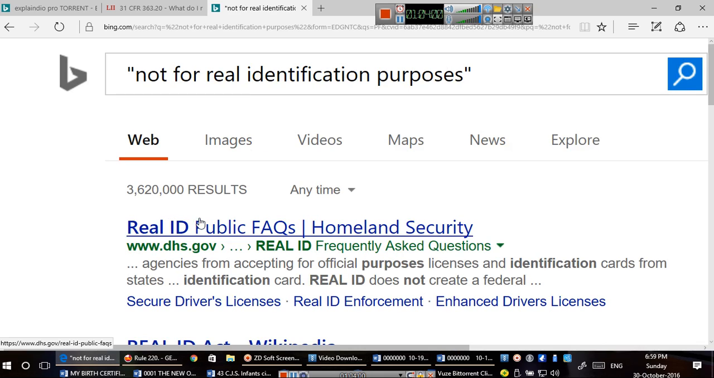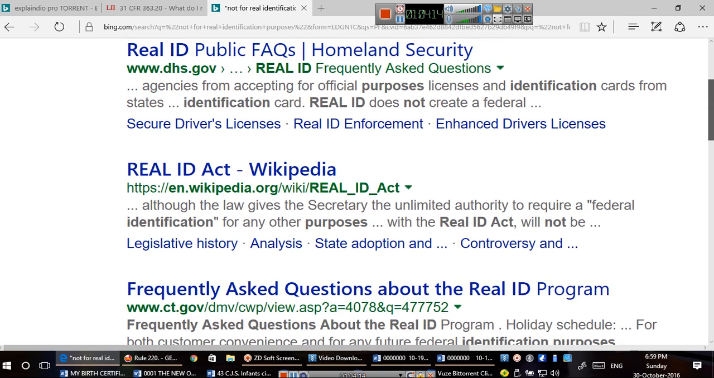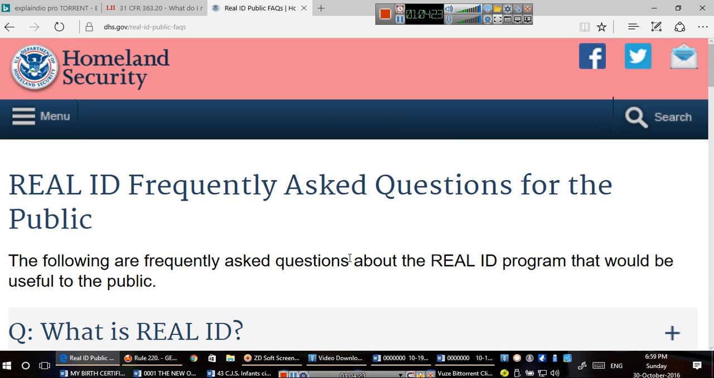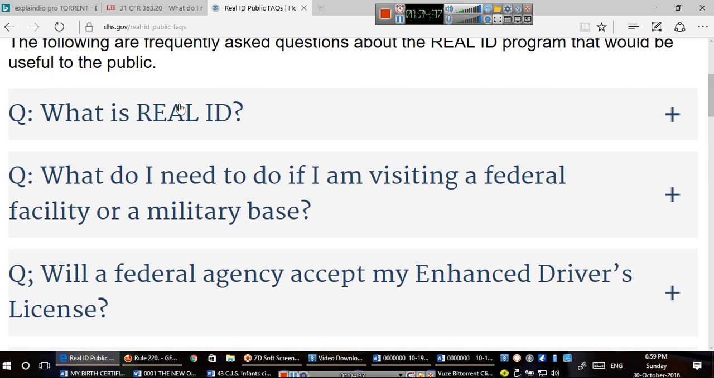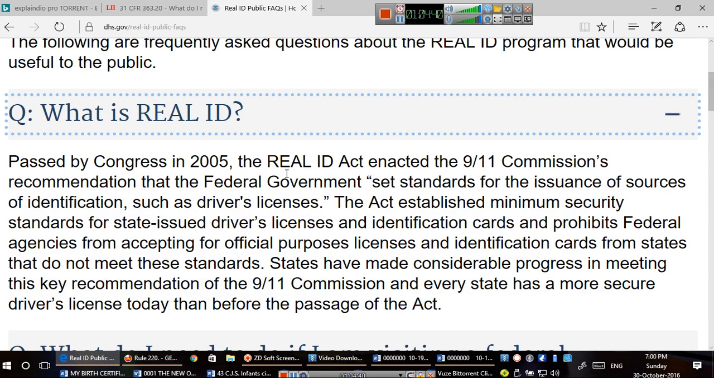So let's see what Real ID, public frequently asked questions says. Agencies for accepting the official purposes of license and identification cards from the state. Real ID does not create a federal... Wait a minute. I think this is the one I need to look at. This is Homeland Security. And you notice it says Real ID, and it uses the word real in all capital letters. The following are frequently asked questions about the Real ID program that would be useful to the public. You see Real ID. They highlight it. What is a Real ID? Let's see what a Real ID is.